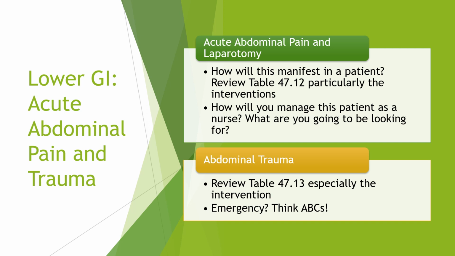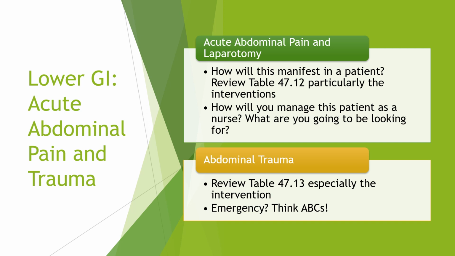That will be helpful. Abdominal trauma. This can be caused by a lot of different things. It could be caused by a gunshot wound, motor vehicle accidents, many different reasons. So make sure to review Table 47-13, again, especially the interventions. Be thinking, is this an emergency? Think ABCs, right? Airway, breathing, circulation. Those are your priorities. Are they bleeding somewhere?